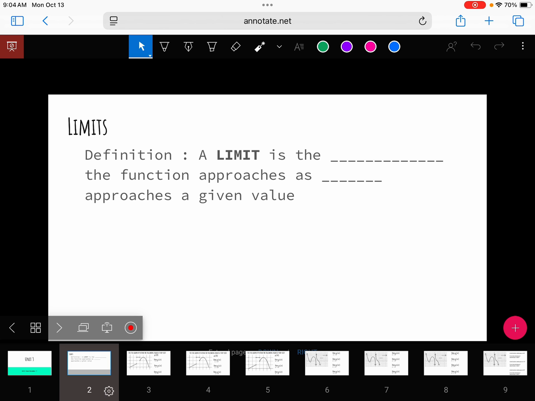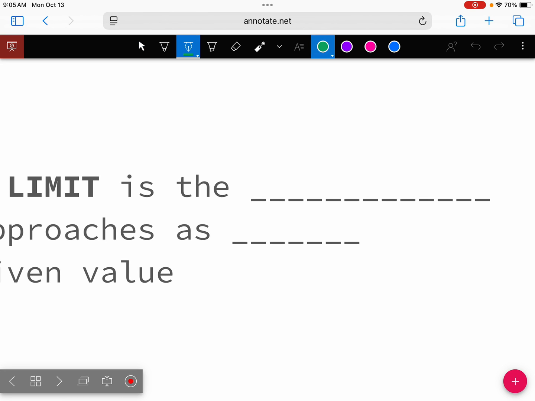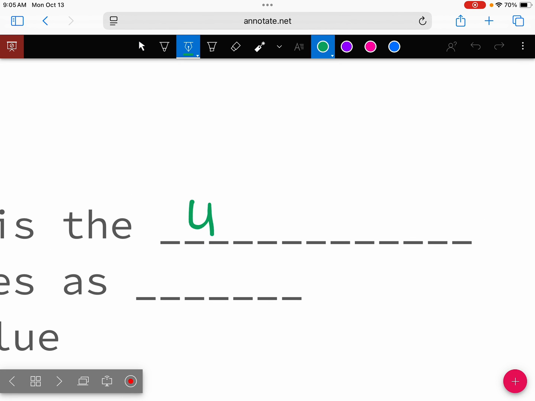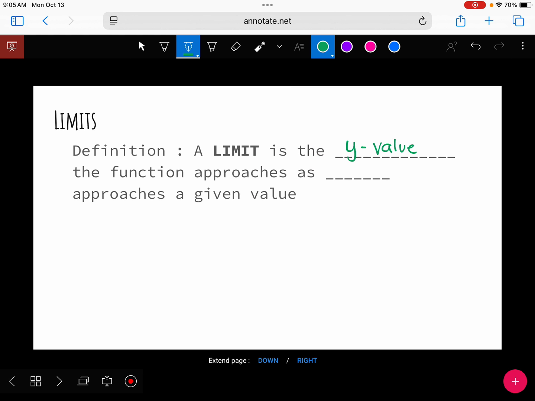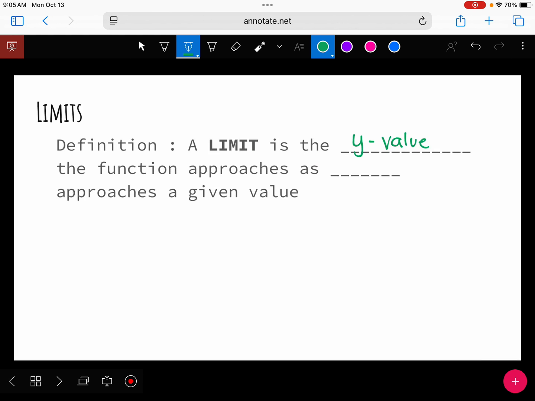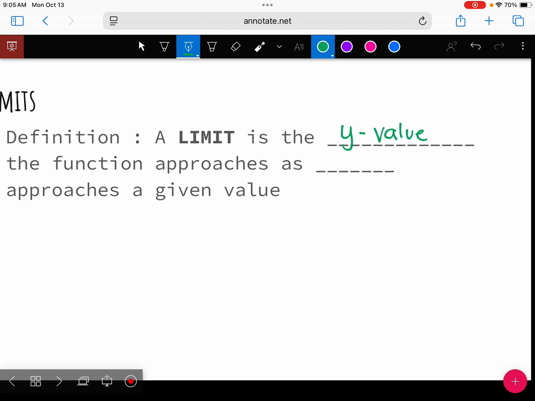A limit is the, and then a blank. And what a limit is called, it is the y value of a function as the function, the y value of the function approaches as x approaches a given value. So we will give you usually either an equation or a picture. Today we're going to work from pictures, tomorrow we'll work from equations. And we're going to try and figure out what y value x is approaching.